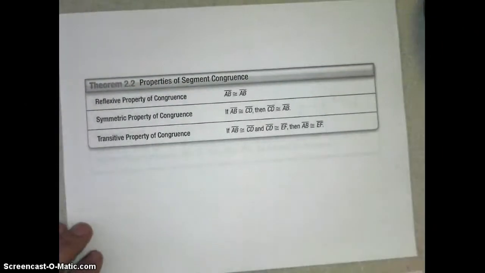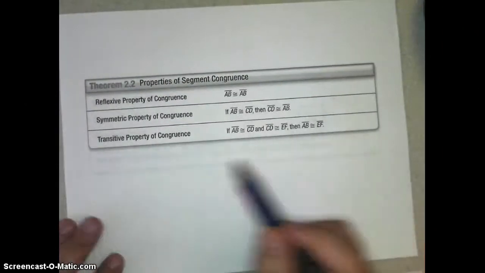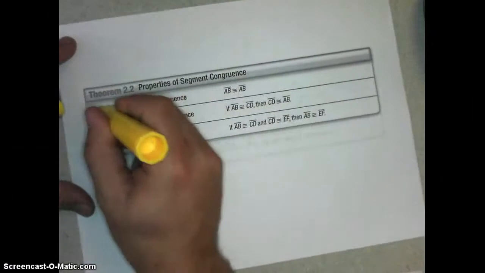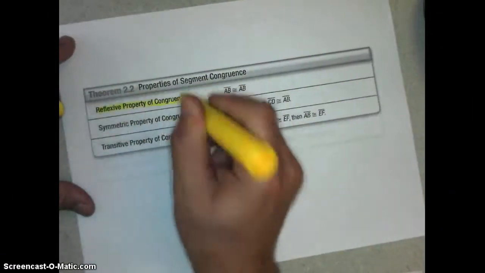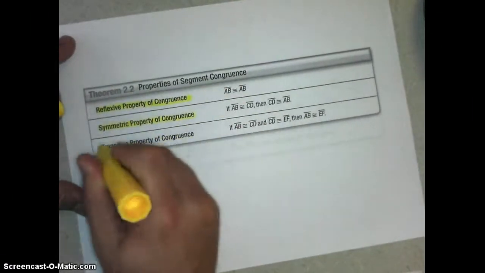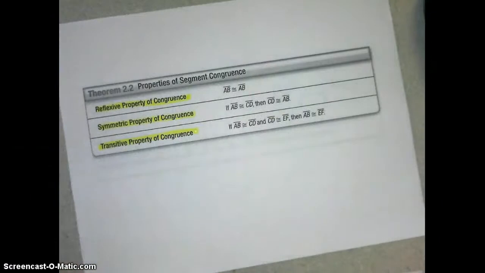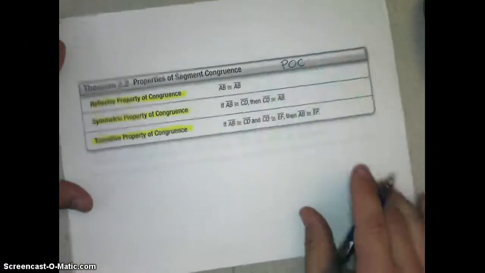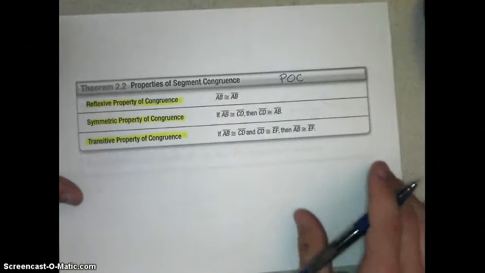And then we have our theorem 2.2, properties of segment congruence. You'll recognize these properties as properties of equality also, but they do have property of congruence counterparts. We have the reflexive property of congruence, the symmetric property of congruence, and the transitive property of congruence. Once again, property of congruence we can call POC instead of POE for property of equality.